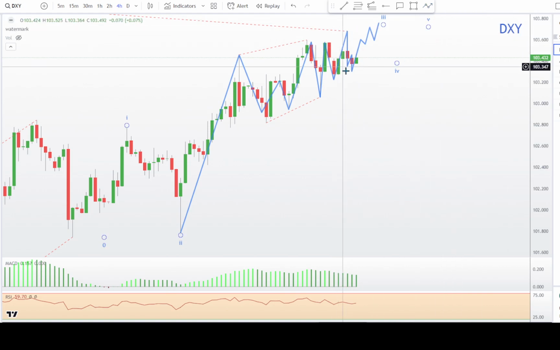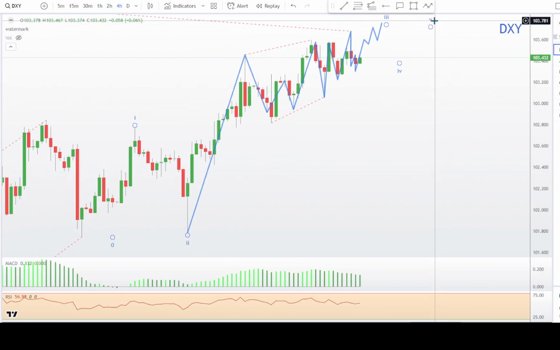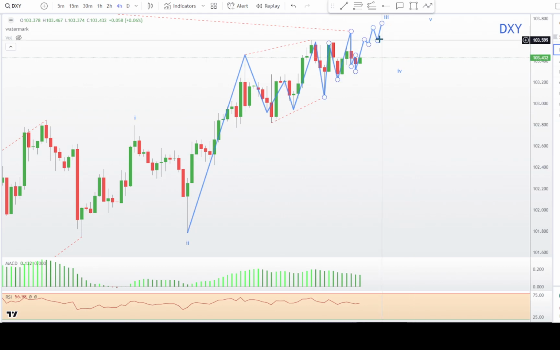So I think from here on out, it's just going to be in this kind of range, like low 103s to maybe up to 104 at the most, I think. It's just going to be really up and down, up and down. So it's going to be tough trading if you're not already in most of these Forex pairs.